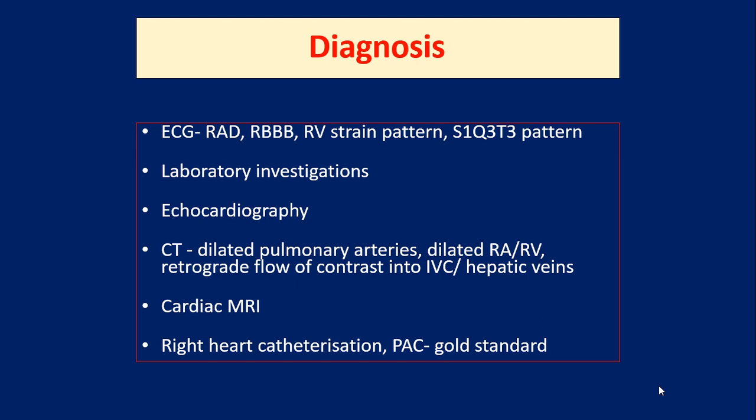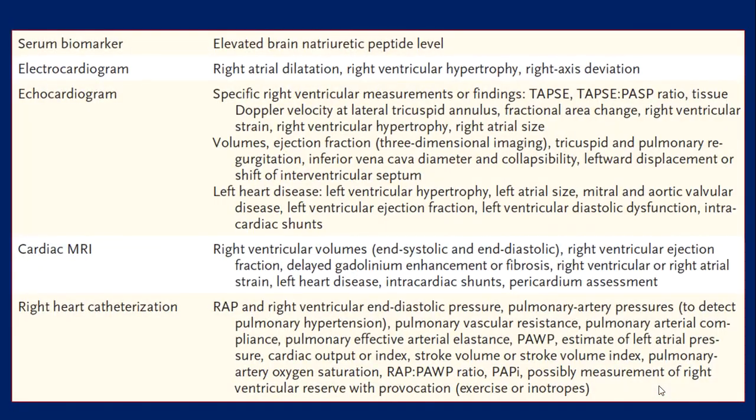How do we diagnose right ventricular failure? ECG can show right axis deviation, right bundle branch block, RV strain pattern, and the S1Q3T3 pattern as we see in pulmonary embolism. Laboratory investigations include NT-proBNP; echocardiography we'll discuss a little later. On CT pulmonary angiography we can see dilated pulmonary arteries, dilated RA and RV, and retrograde flow of contrast into the IVC or hepatic vein. Cardiac MRI and right heart catheterization are options, and the pulmonary artery catheter is still the gold standard. This is the summary of all the investigations: elevated BNP, right atrial dilatation and ventricular hypertrophy on echocardiography. I don't want to go into much detail on all this.